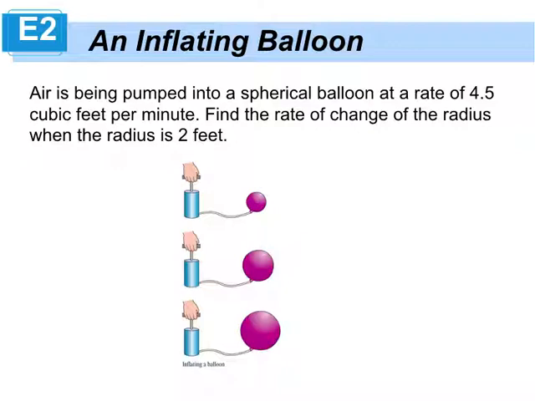Okay, so here we go. We're going to inflate a balloon. Air is being pumped into a spherical balloon, so you're not doing a balloon animal type balloon. It's not a cylindrical balloon. No. It's a spherical balloon. At the rate of 4.5 cubic feet per minute. Find the rate of change of the radius when the radius is 2 feet. A lot of information in that first thing.